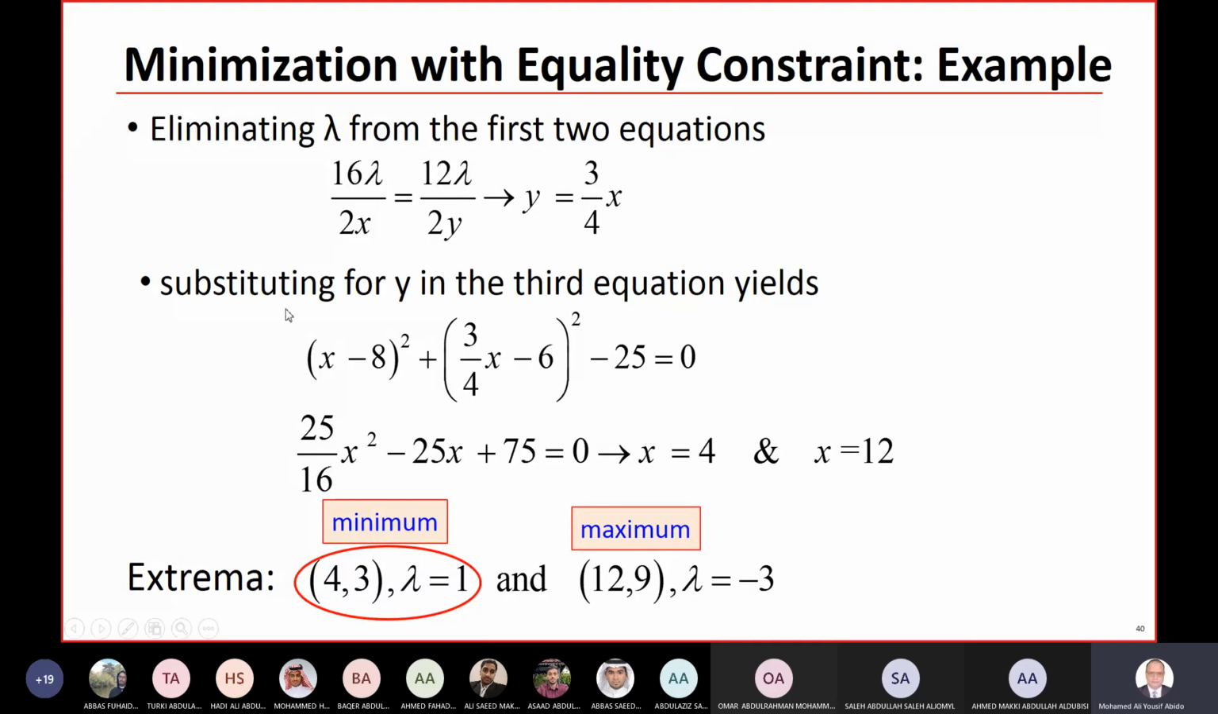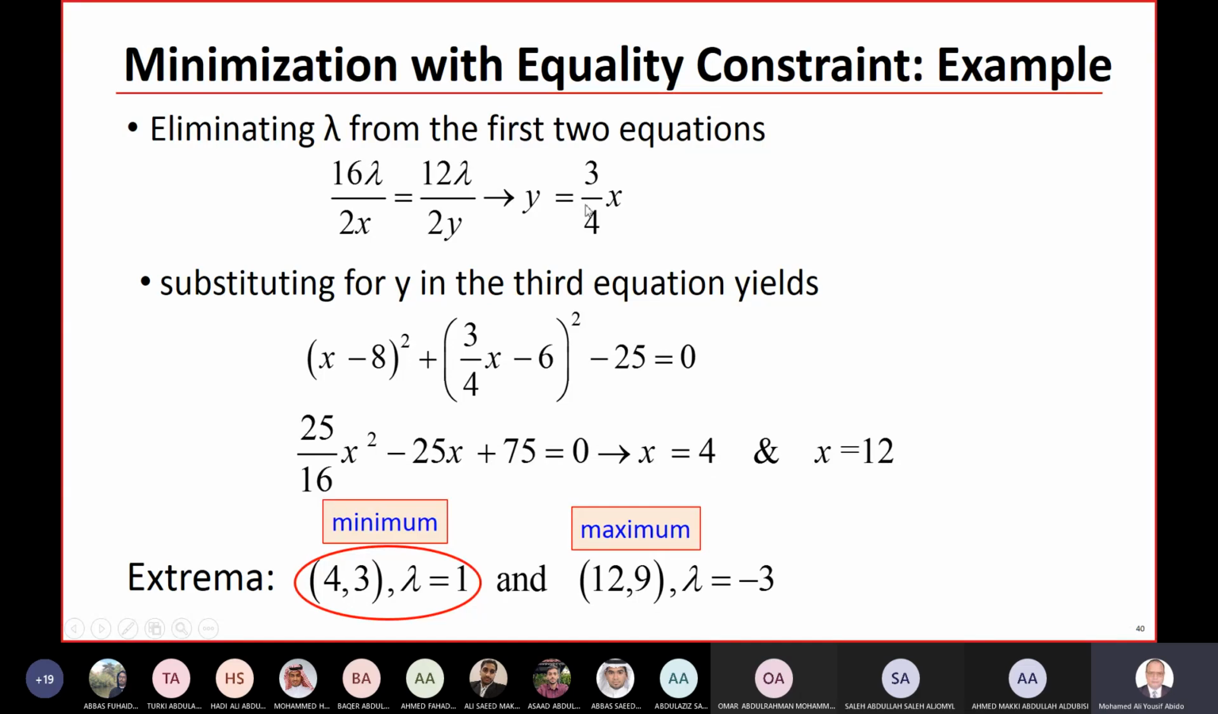Okay, so substituting, you can get this as a function of x, and you have here a quadratic equation in x, and you can have two solutions, 4 and 12. So x equals 4 or x equals 12. And this is simply the quadratic equation. We expect, and we have, two roots here: x equals 4 or x equals 12.